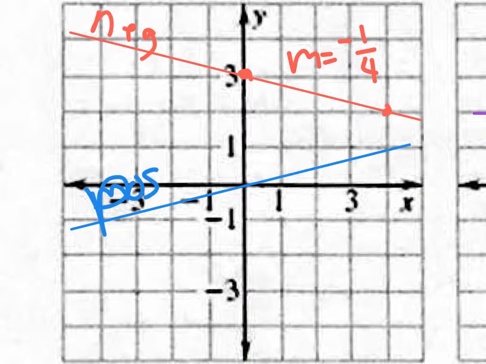But I'm just wanting you to identify negative and positive, right? So this one is negative, the red's negative, the blue's positive. Why is the red negative? Because from left to right it's going down. Why is the blue positive? Because from left to right it's going up.